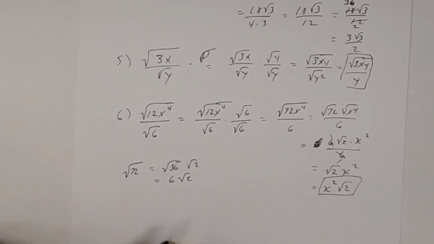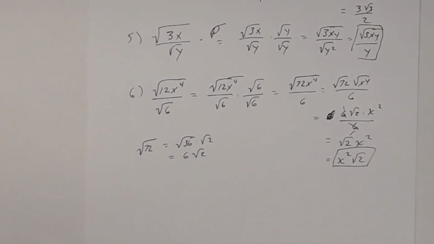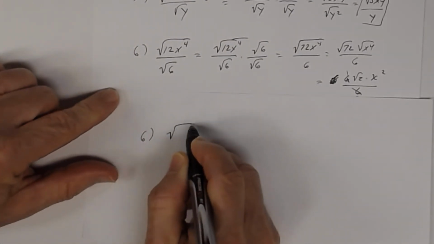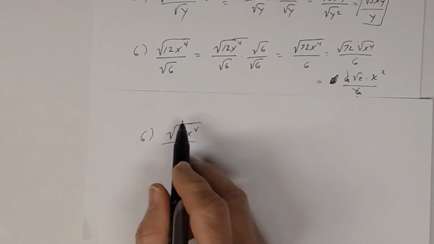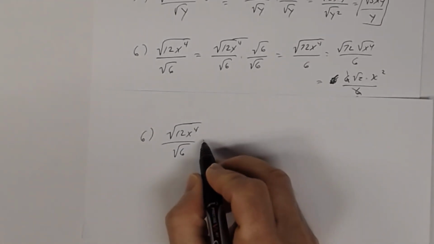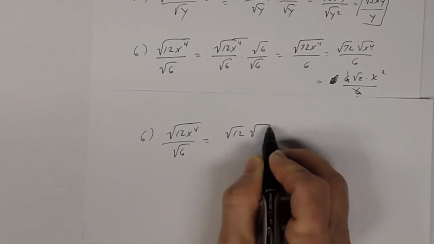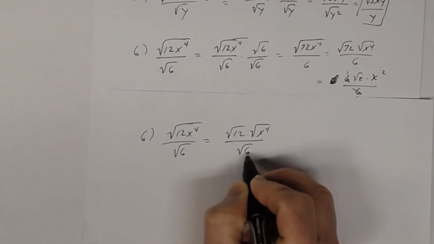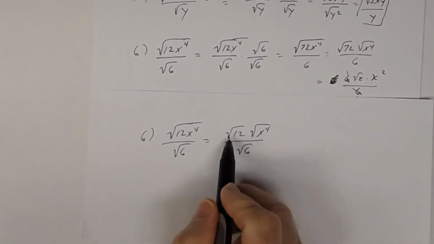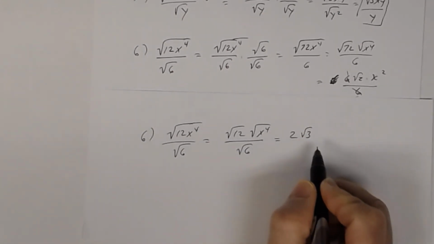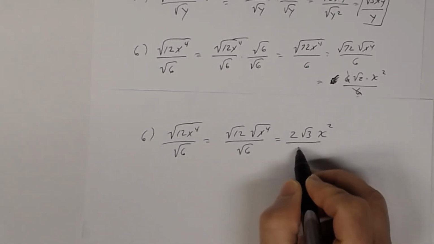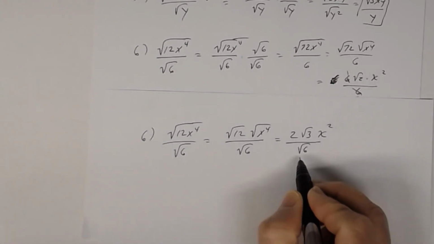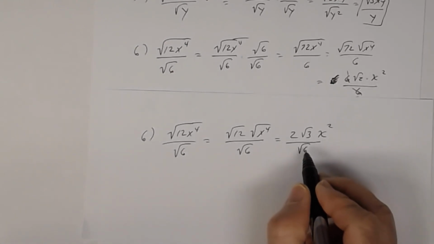Let me go ahead and do that same problem right here, just to show you. Some of you may have wanted to simplify the numerator first, and that's definitely fine. That would have been the square root of 12 times the square root of x to the fourth, divided by the square root of 6. The square root of 12 we know is 2 square root of 3, and the square root of x to the fourth is x squared, divided by the square root of 6. Now at that point, you may want to rationalize that denominator.